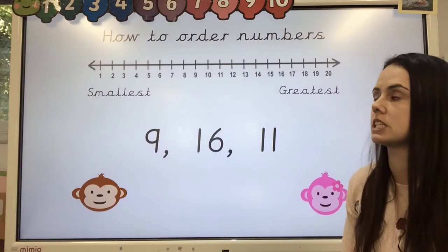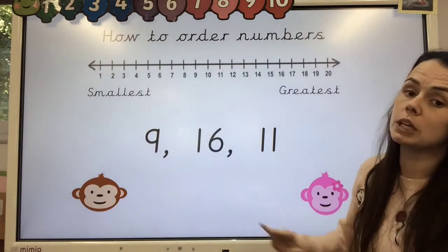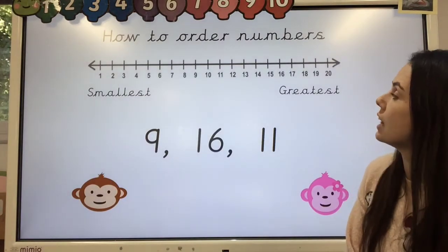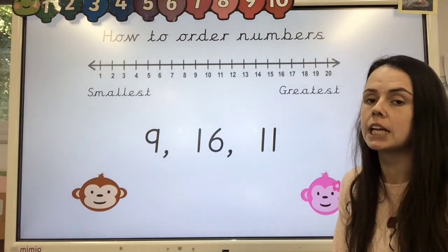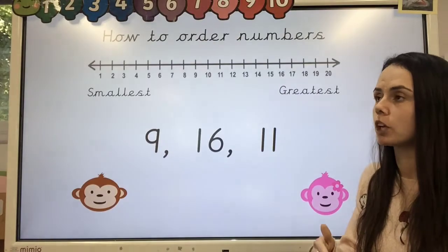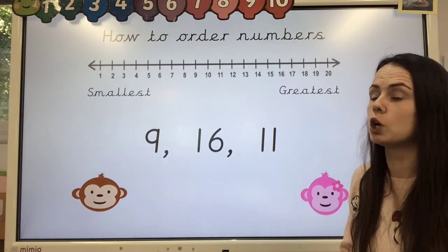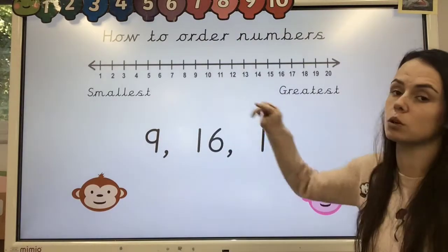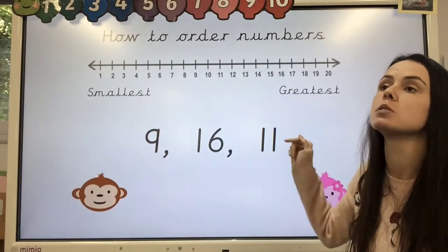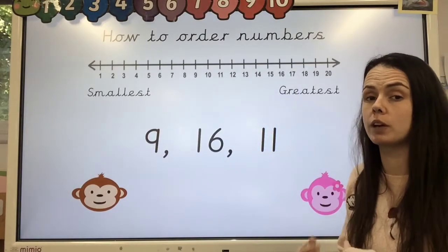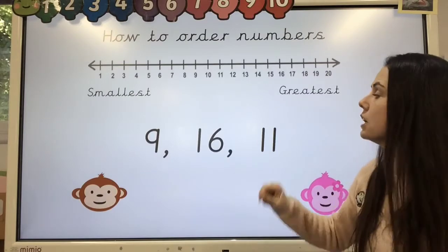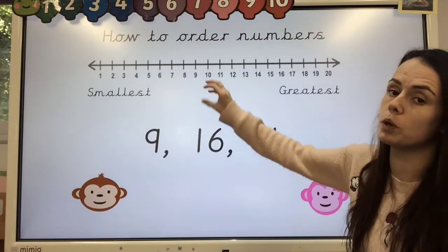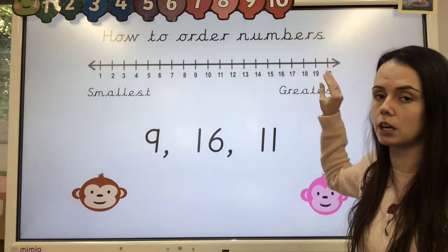Right, let's start today's learning. We've got Molly and Marvin here to help us today, and they are teaching us how to order numbers. When you order numbers, you normally do it in 2 ways. You either do smallest to greatest, or least to most, or you do it the other way around, biggest to smallest, or most to least. At the moment, we're looking at the smallest number to the greatest number.